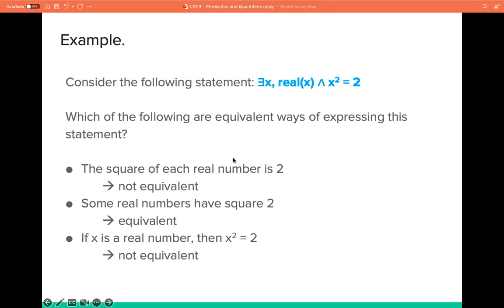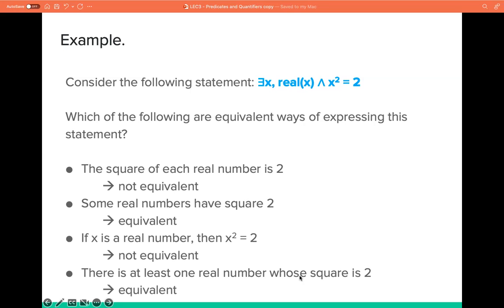It is the same as the first statement. Suppose we have x equal to 1. If we take its square, it is not equal to 2, which can easily disprove this statement. So it is not equivalent to this statement. Now, there is at least one real number whose square is 2, and this is also equivalent.